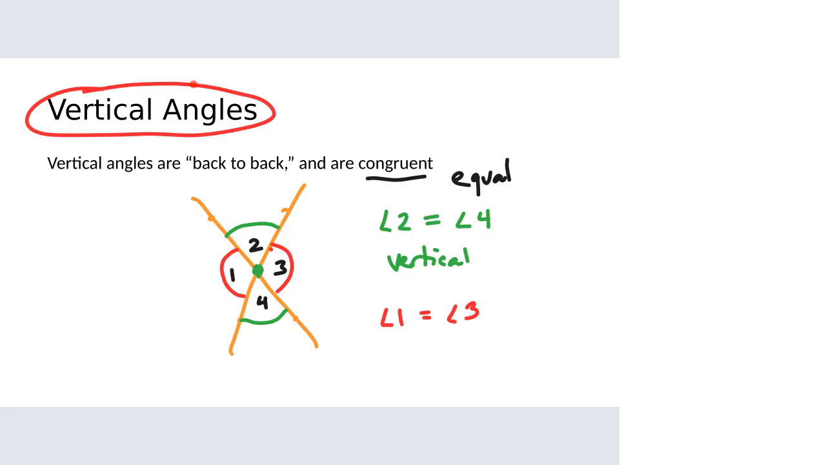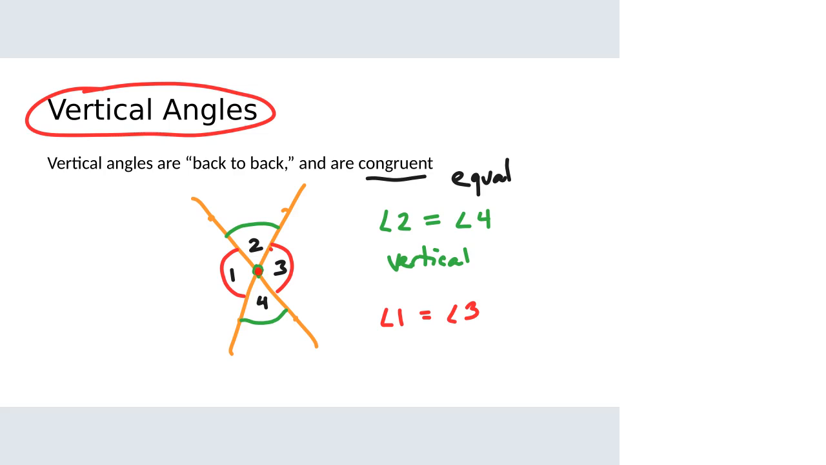Back to back is a really nice way for us to say that's how we'll find vertical angles, but you could also be more formal and say they share a vertex, but nothing else. They don't share any sides. Any questions about any of that up to now?